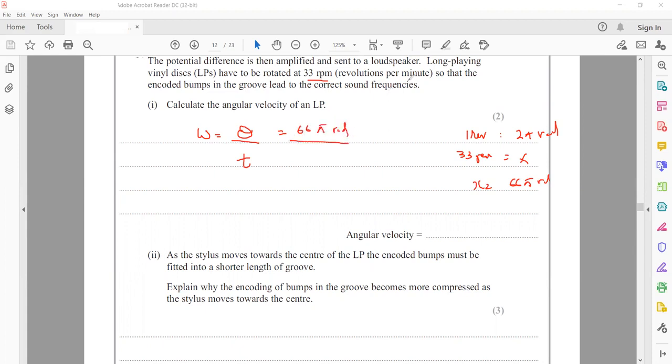And what about time? That is per minute, so it should be in seconds. 1 minute has 60 seconds, so we'll divide by 60. When we substitute, it will be 66 multiplied by 3.14 divided by 60. That will give us the value for angular velocity, which will be 3.5 radians per second.